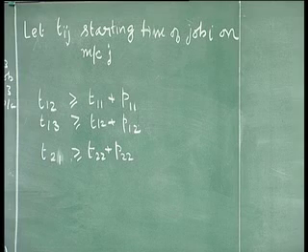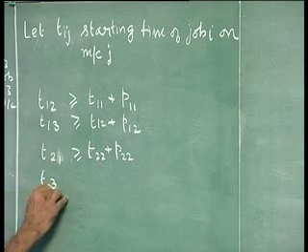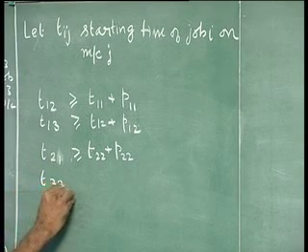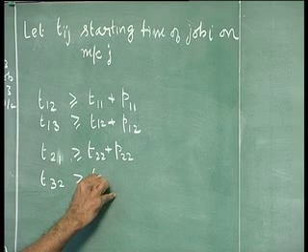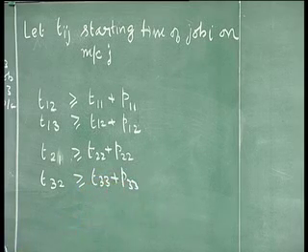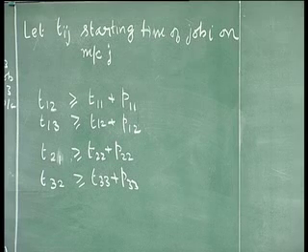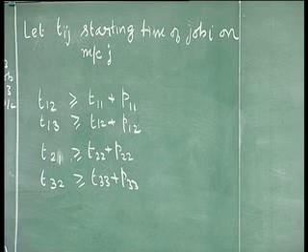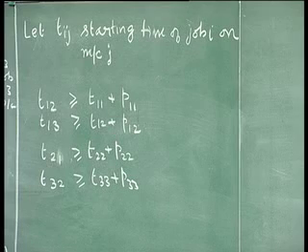And as far as this is concerned, T32 is greater than or equal to T33 plus P33. Please remember that this implies, for example, I can finish my stuff with M1. Any machine can process only one job at a time, that is an assumption. So, I may have to wait to get this M2.